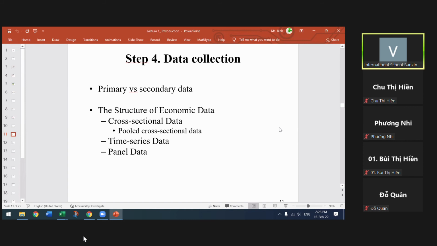There are two kinds of data: primary data and secondary data. Primary data is the kind of data that you collect by yourself, and secondary data is the kind of data you can collect from other sources. But normally we have to collect data from other sources, because normally we don't have enough experience, time, or finance to make a survey.